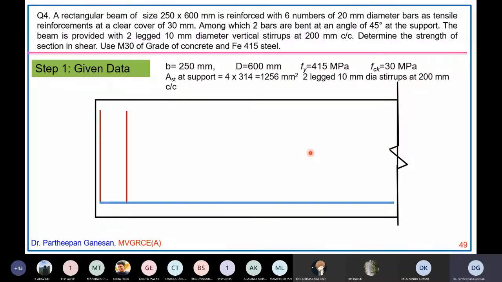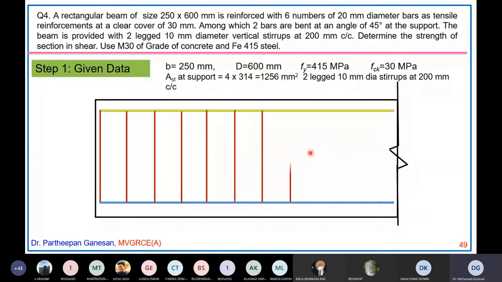So here, these blue ones are the bottom tensile reinforcements. These are the hanger bars, which they will not mention here unless it's a compression reinforcement, in which case they will mention that 2 number of compression bars are provided. But here nothing is mentioned, so it is a hanger bar or anchor bars. These are the vertical stirrups placed 200 mm center to center. This is 2-legged 10 mm diameter at 200 mm center to center.